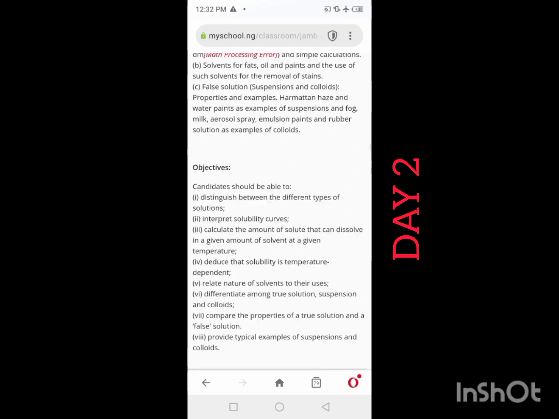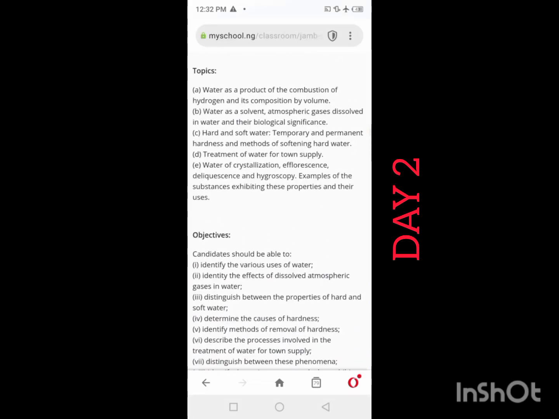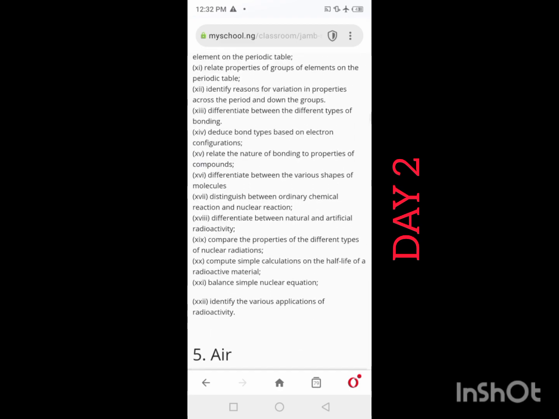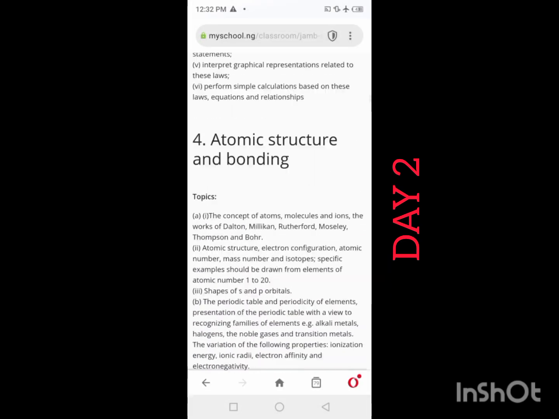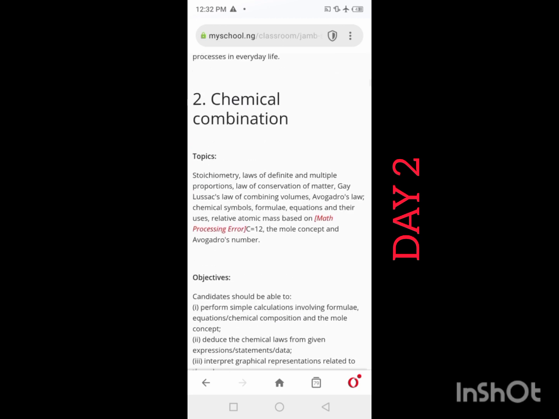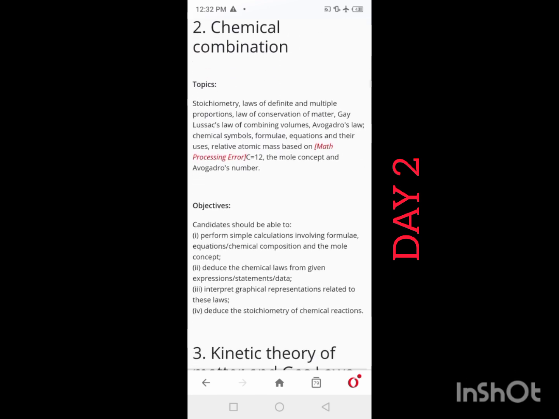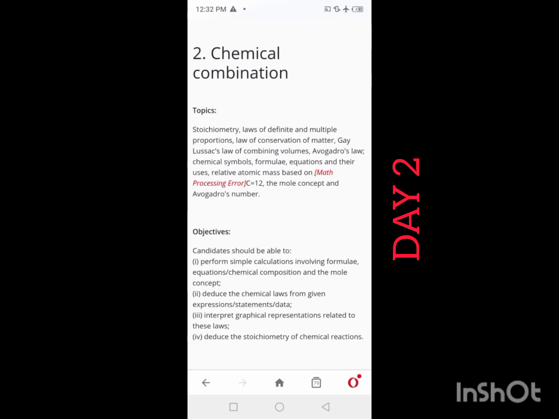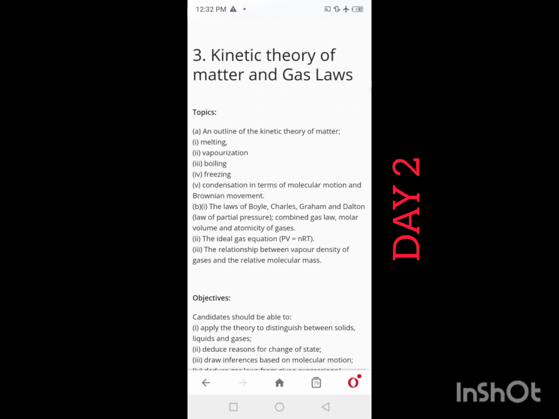That means you have to take your time to do that stoichiometry very well. I would advise you look out for chemistry videos that will be coming up. I'll be uploading past questions on chemistry, so hopefully you'll be learning a lot from that video. So here we have stoichiometry, laws of definite and multiple proportion. That's what you're doing on the second day.